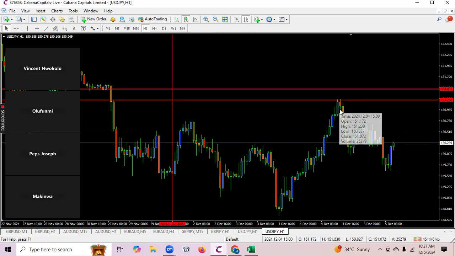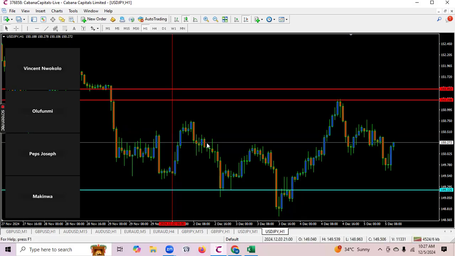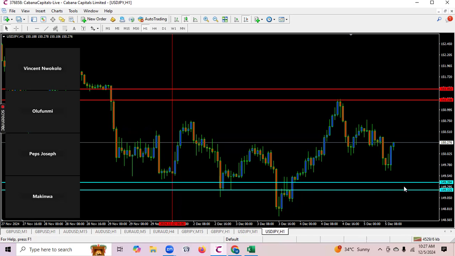A lot of people will just jump in and start selling after price filled that gap. No, you should wait for a reversal pattern to form before you sell. So my take on USDJPY: my long-term bias on USDJPY is bullish, but I want to see price fill the fair value gap that was created here. Price should come and fill this gap before going bullish. That's my take.